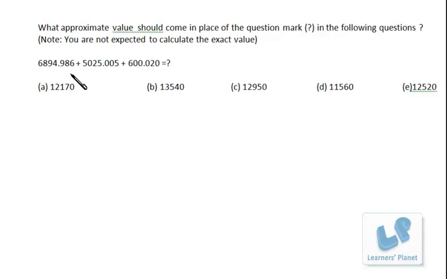So what we can do is first of all eliminate the data after the decimal. 6894, you can approximate it to the higher side, that is 6900, right?